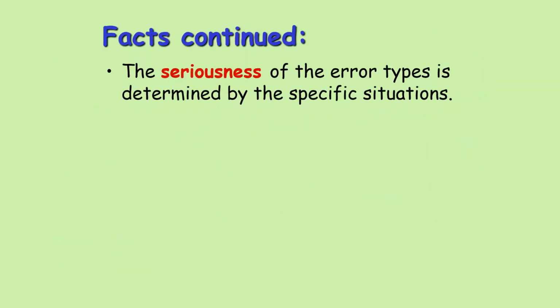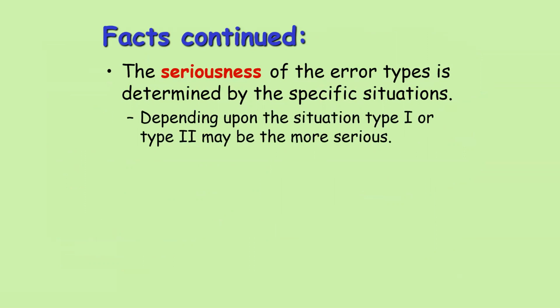And the seriousness of the error types is determined by the specific situation. Depending upon the situation, type 1 or type 2 may be more serious. Again, sometimes it's whether it is more serious for the company or more serious for the customer. Sometimes it's perspective.